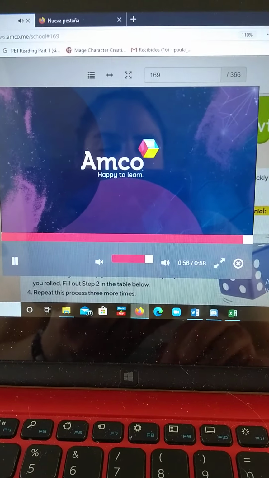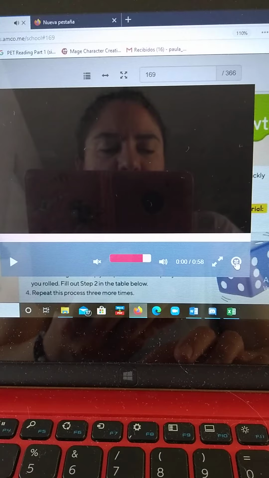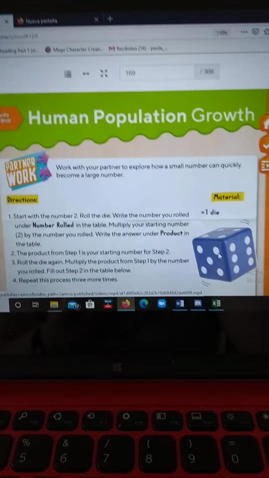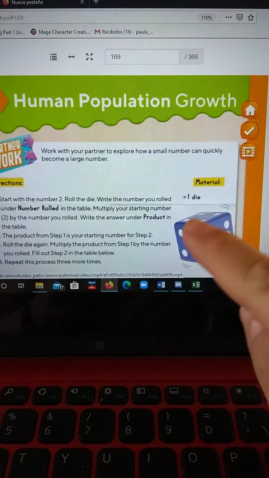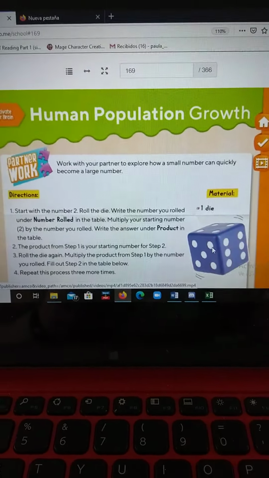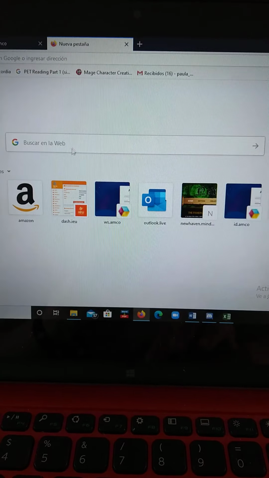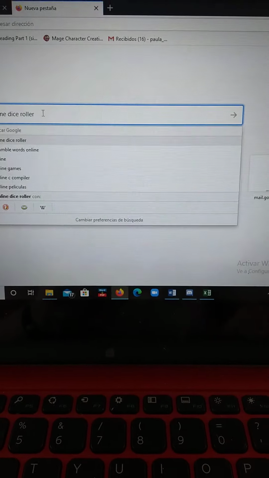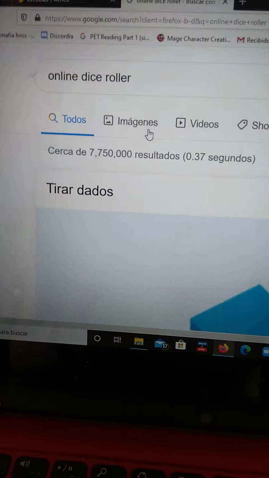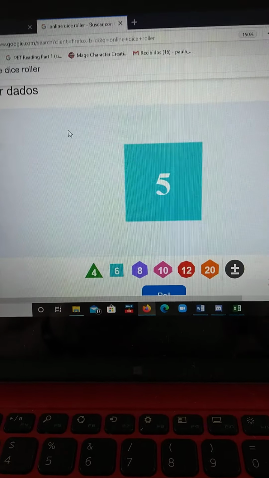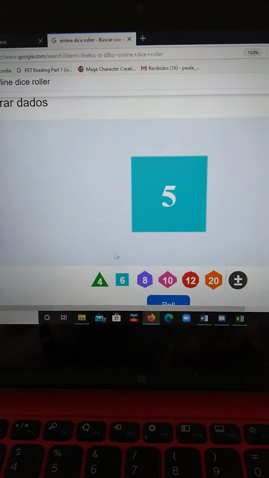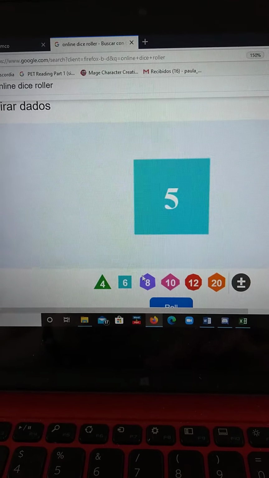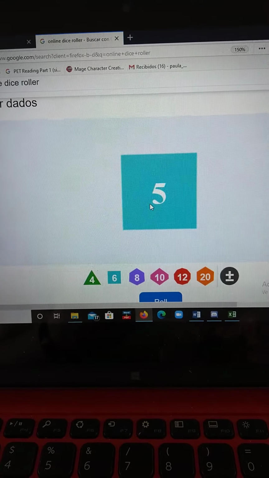Okay, so as you can see, we're speaking about how to be able to sustain population, okay? So for this activity that we're going to do on this page, you need a dice roller. If you don't have a dice, you can go to Google and just type online dice roll. Online dice roll. And here you're going to get your dice. You can select the type of dice, 4 sides, 6 sides, 8 sides, 10 sides, but we're going to use the 6 sides, okay? The one that is here.